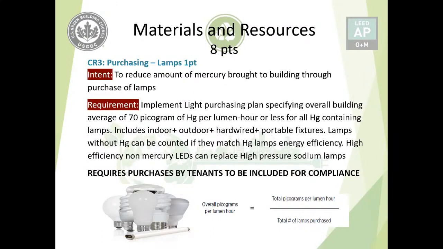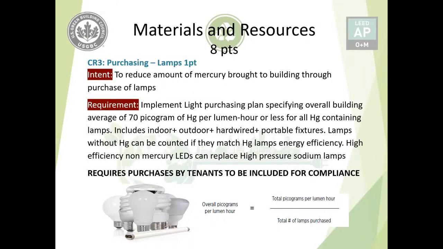So the requirement is to implement a lighting purchasing plan, and it includes all the fixtures, indoors, outdoors, hardwired fixtures or portable fixtures, and it should comply with the formula, an overall building average of 70 picograms of mercury per lumen-hour. What is a picogram? A very small unit of grams. Lumen is the unit of luminous flux, which is the amount of light emitted by a light source. Total picograms per luminaire divided by the total number of lamps per shade should be around 70 picograms of mercury.